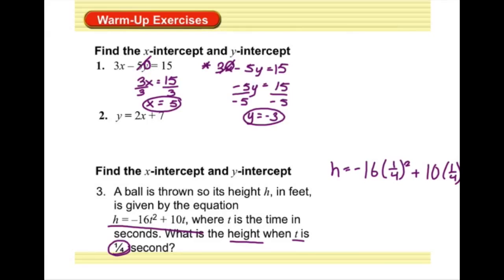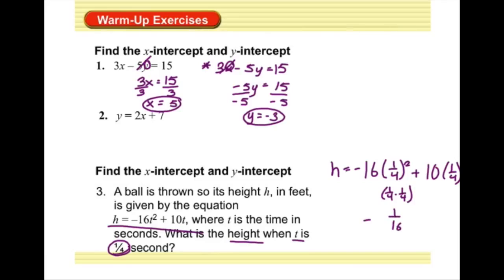As a note here, I've got negative 16 times 1/4 squared. That exponent is only applying to the 1/4. It's not applying to the whole negative 16 times 1/4. If it was, you would have more parentheses or brackets here, but since we don't, I'm just applying it to the 1/4. So how do I square 1/4? Well, 1/4 times 1/4 is the same as 1 times 1 is 1, over 4 times 4 is 16.